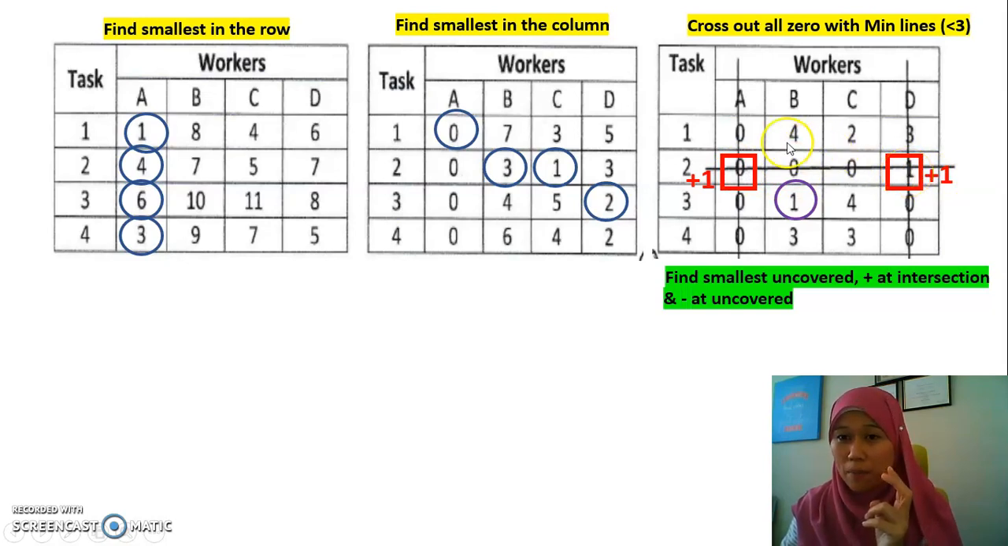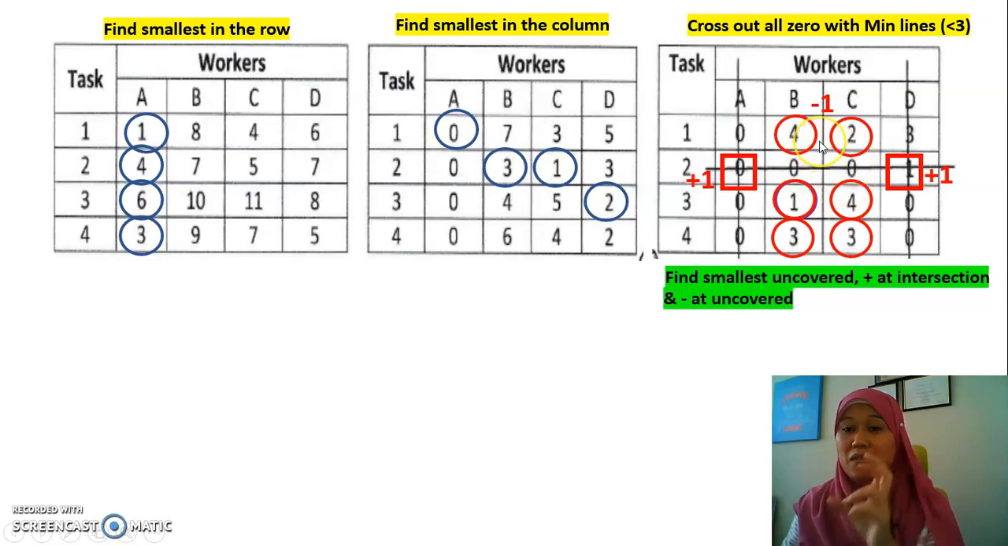And what happens to the uncovered numbers? You need to minus 1. So 4 minus 1, 2 minus 1, 1 minus 1, 4 minus 1, 3 minus 1, and 3 minus 1. The only numbers that are going to be changed are these six. The other numbers do not change.